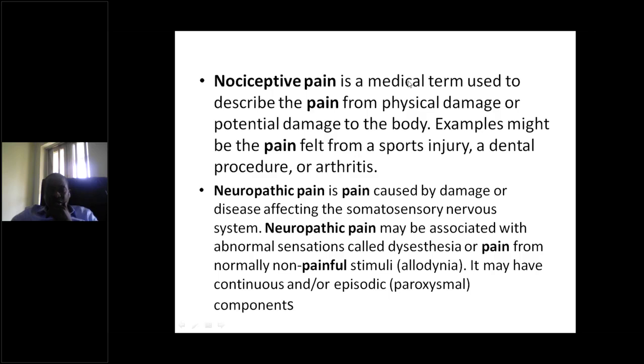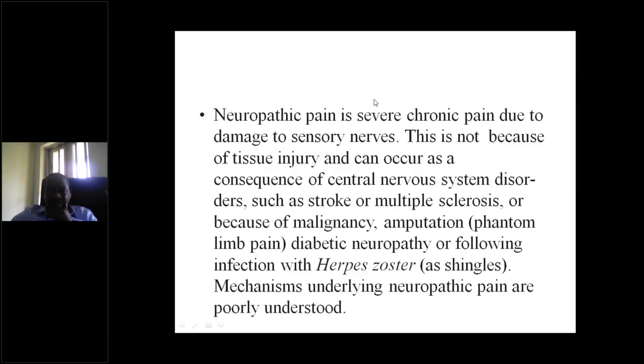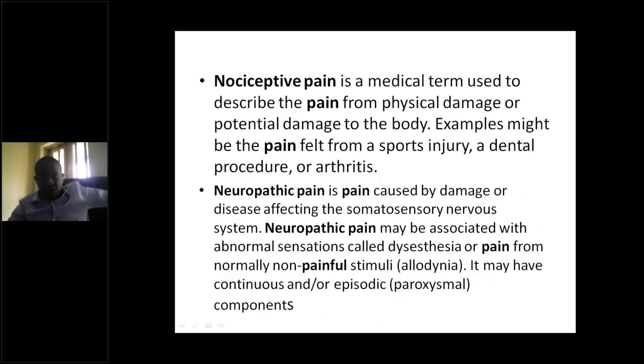So we mentioned that we have two kinds of pain. We have the neuropathic, we have the nociceptive pain. So we are going to look at them one after the other. So let's start with nociceptive. As we mentioned earlier, nociception is the process of pain communication. Nociceptors are receptors that are found on the surface of the tissue.